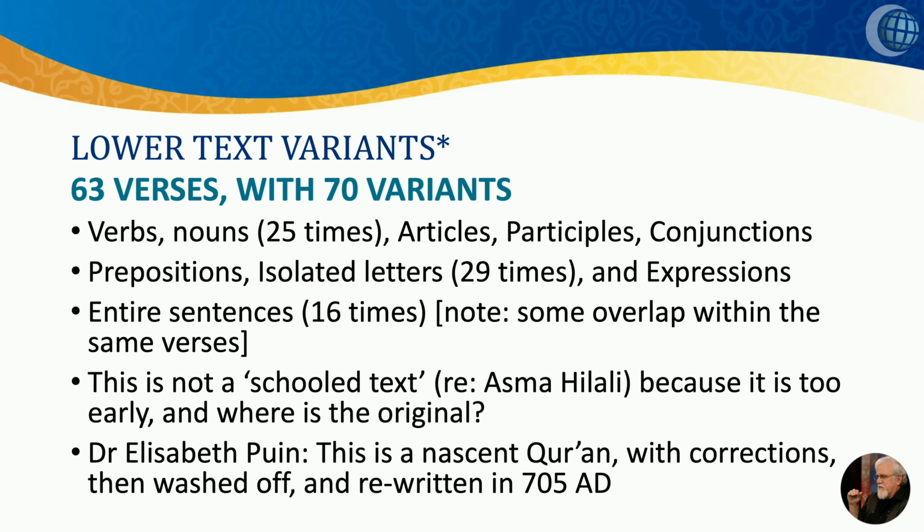So here you have 25 times different types of nouns and verbs, 29 times different types of prepositions, isolated letters, 16 times entire sentences that are different, some overlapping. We'll get into that in a future episode. I want to actually do a comparison and get your spin on it, get your feedback on it, because people say these are nothing really important, they're not really substantial. Yes, they are. Once you see the difference, you'll see it's quite substantial.